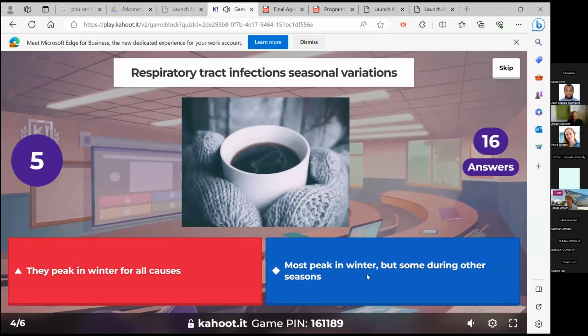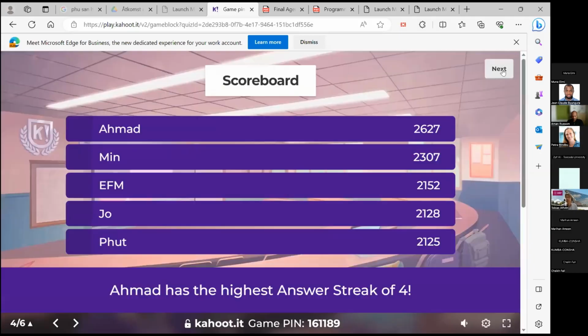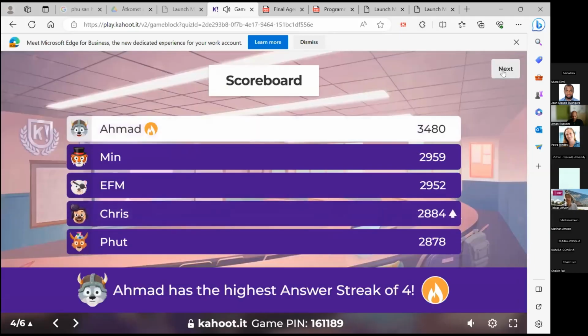Couple of seconds to go, now you're quicker, and that's very, very good. Lovely, go for it. Lovely. So most peak in winter, especially in the Northern Hemisphere, but not always. And now since the pandemic, it's really varying. Great. Combined knowledge, you're very good. Ahmad, Min, and EFM. And Ahmad, you see, on fire.